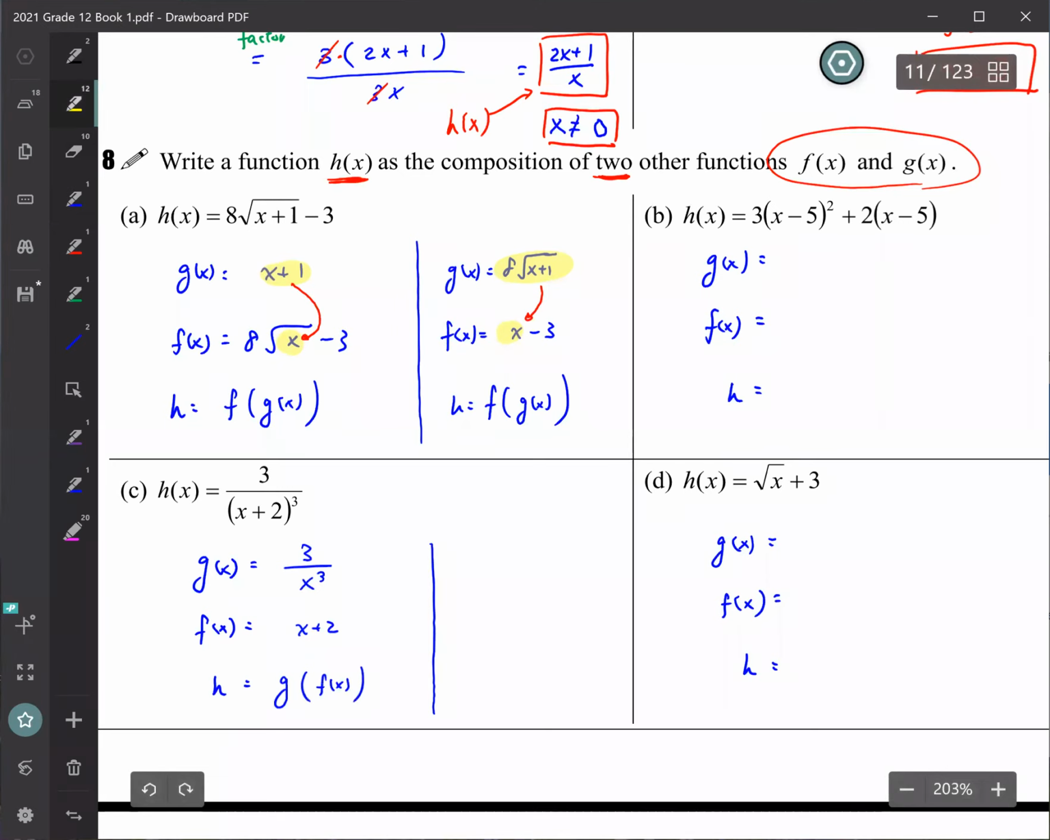Okay, let's see if that works. This time we use f as inside, and I want to put it into there, right? Just imagine it in your head. Replace the x with x plus 2, then it should look like the question. Okay, that works.